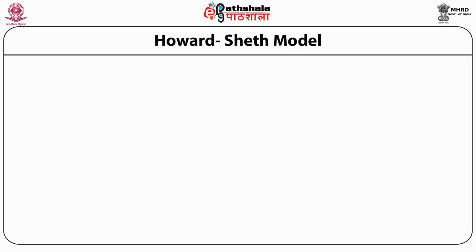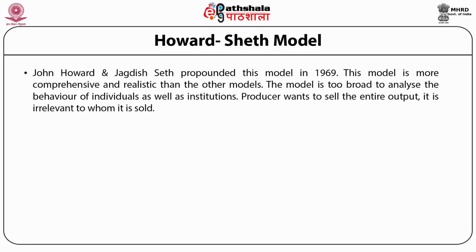Howard-Seth model. John Howard and Jagdish Seth propounded this model in 1969. This model is more comprehensive and realistic than the other models. The model is broad enough to analyze the behavior of individuals as well as institutions. Producers want to sell the entire output. It is irrelevant to whom it is to be sold.